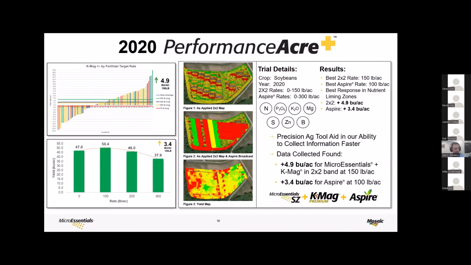So finally, going to wrap up the K-Mag with this little precision ag trial I did on my own farm. Like I said, I'm obsessed, and I thought it would fit in well based on what Dave was talking about with precision ag. And so what I did was a comparison of essentially Micro Essentials plus K-Mag with a MAP ammonium sulfate blend, and no zinc. It was just MAP ammonium sulfate balanced to P2O5 and sulfur, and I wanted to see what essentially that magnesium was doing in the blend with K-Mag, and also the distribution of zinc.